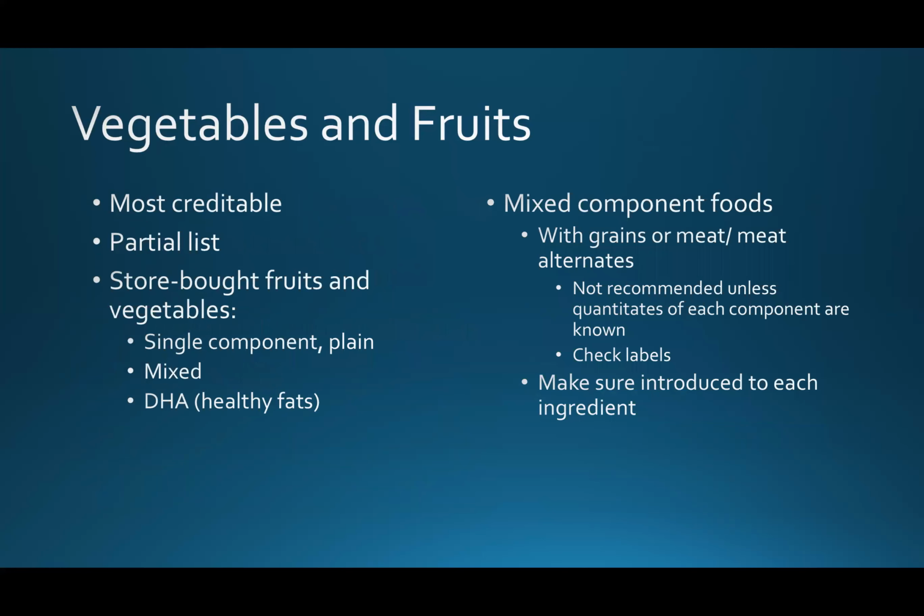Most vegetables and fruits are creditable and are not listed individually on the chart. Creditable store-bought baby foods include single-component plain fruits and vegetables, mixed fruits and vegetables, and those containing DHA, which are healthy fats. Mixed component foods, such as fruit and/or vegetables, combined with grains and meat or meat alternates, are creditable, but not recommended unless quantities of each component are known. Look for labels stating amounts of each component in the product. Before feeding the mixture, check with the parent to see if the infant has been introduced to each item on the ingredient list.